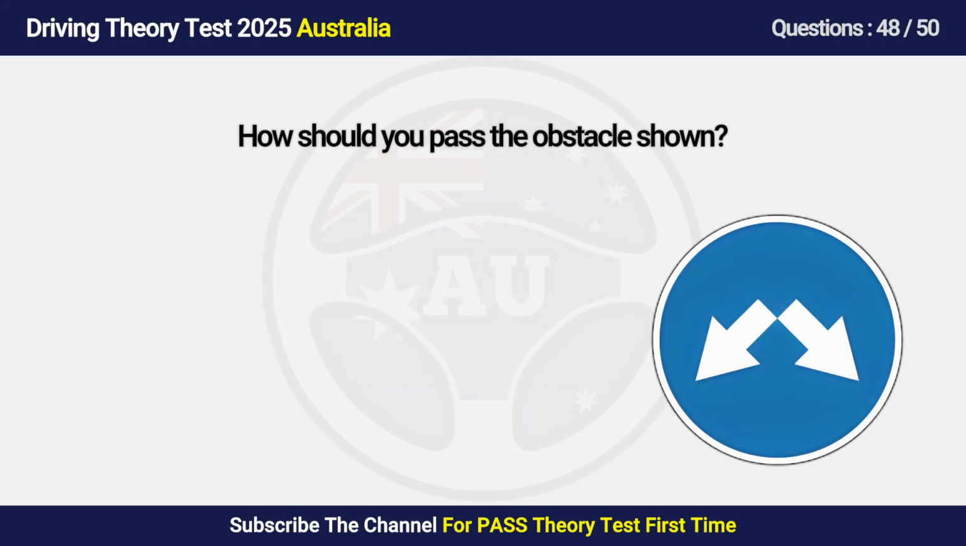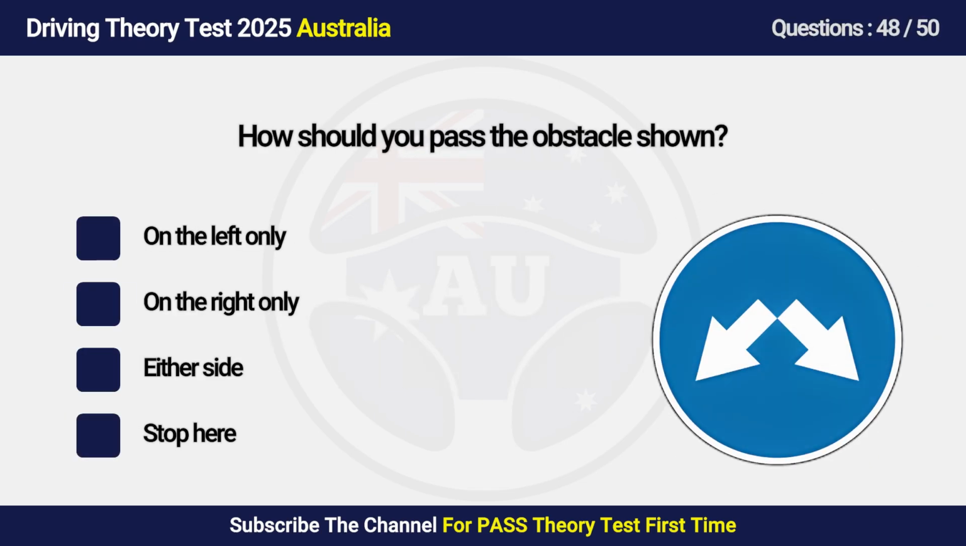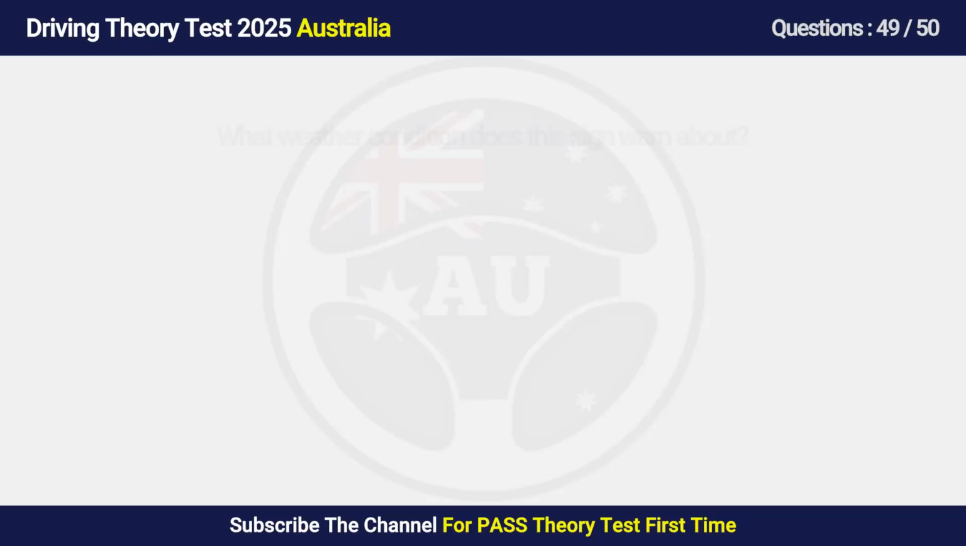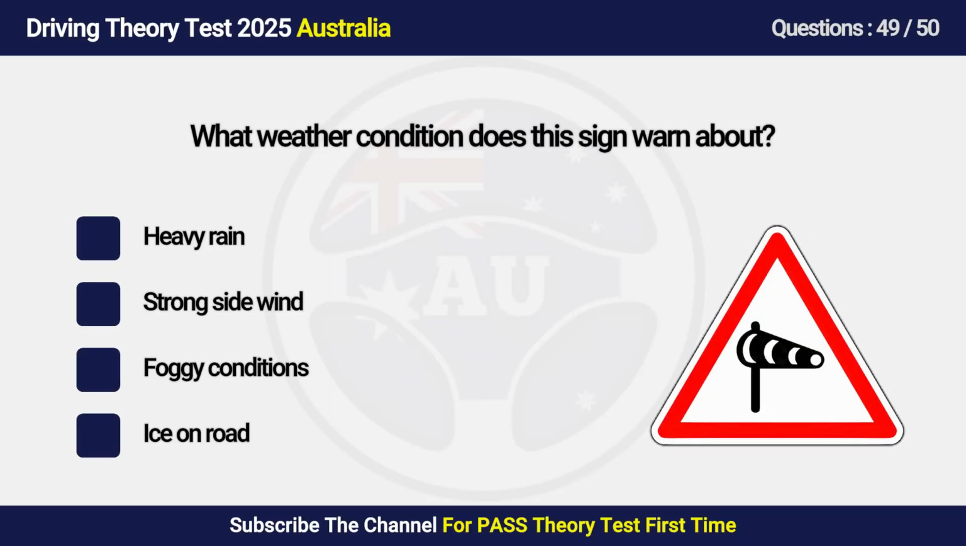Question 48. How should you pass the obstacle shown? A. On the left only. B. On the right only. C. Either side. D. Stop here. Answer is C. Either side. This mandatory sign indicates that you may pass the obstacle on either the left or right side, whichever is safer and appropriate.